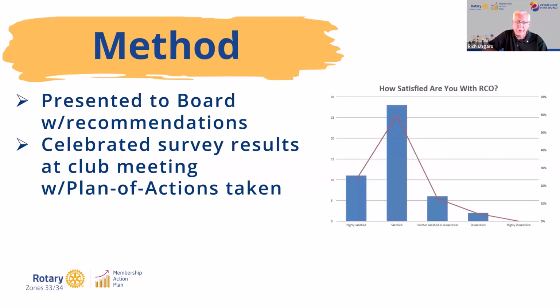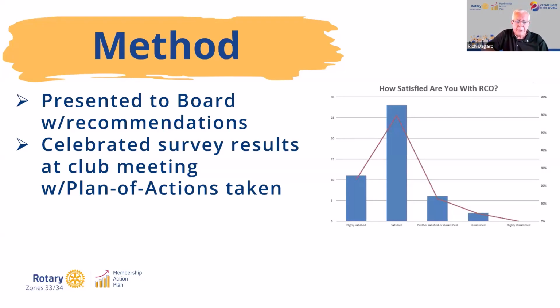We presented it to the board with a series of recommendations. The board took some of the recommendations. The board made other recommendations. And so then from there, we had results. We had a club assembly. We presented our members the plan of action of what we were going to do. And we developed and analyzed and showed them the plan of action.